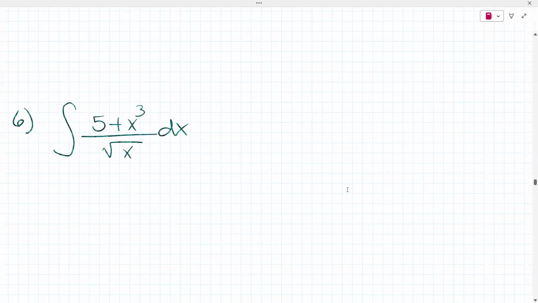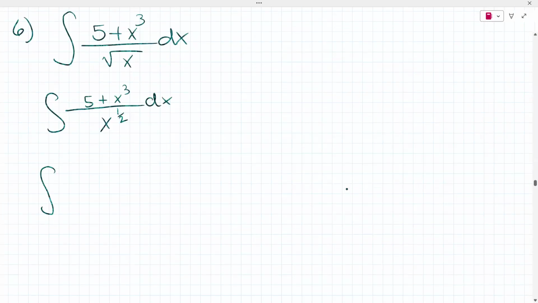So question 6, we have the integration of 5 plus x cubed over square root of x dx. So we're dealing with radicals, so what we can do is rewrite everything in terms of power. So this is going to be 5 plus x cubed all over the square root of x, which is also the same thing as x to the 1/2, dx.